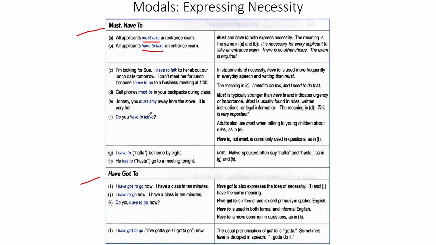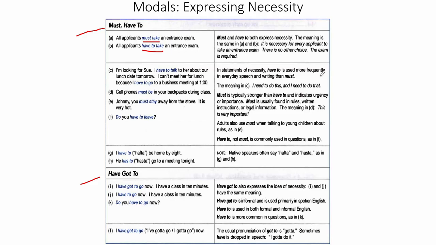And then you have the other examples. Cell phones must be in your backpacks during class. Johnny, you must stay away from the stove. It is very hot. In all these statements of necessity, have to is used more frequently in everyday speech and writing than must. This is what I said in the very beginning: have to is more frequent than must.